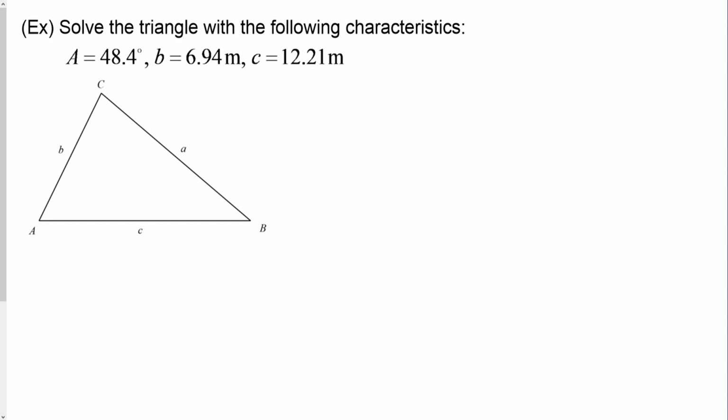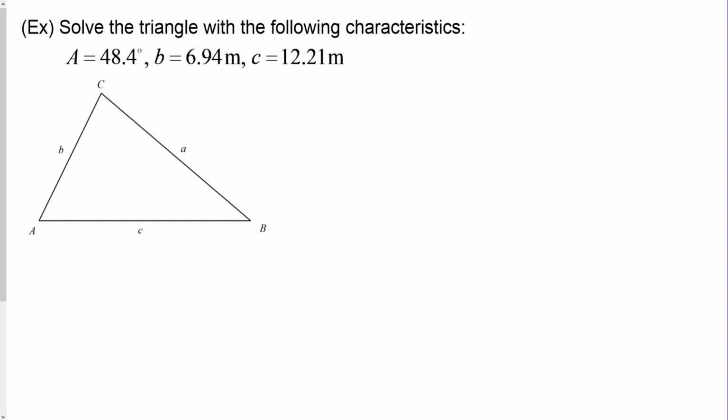Let's try an example. Solve the triangle with the following characteristics. Angle A measures 48.4 degrees. Side B is 6.94 meters. And side C is 12.21 meters. And I went ahead and drew a triangle. And if you'll notice, I have angle A opposite side A, angle B opposite side B, angle C opposite side C. And that's just to keep the information organized correctly. It really doesn't matter how you scale this triangle. It's just to have a place to put the information that's given.